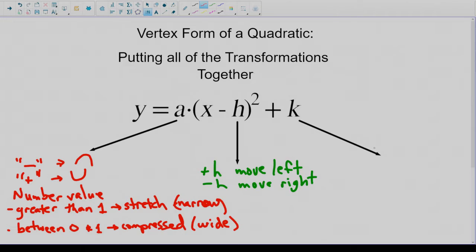For the K value, that's actually the easiest of them because it does exactly what we think it does. It'll move the parabola up or down. If K is positive, it moves up. If K is negative, it moves down.